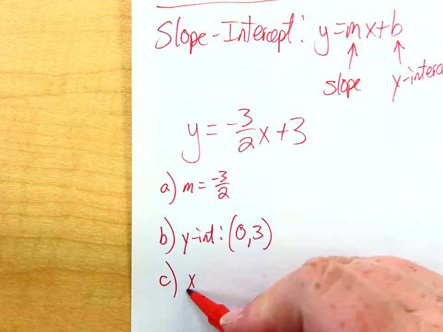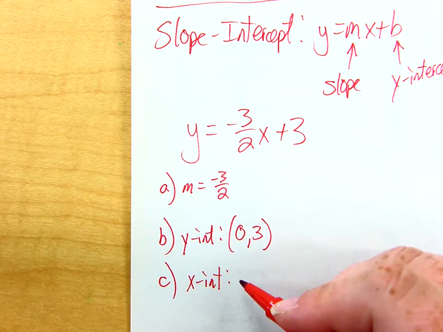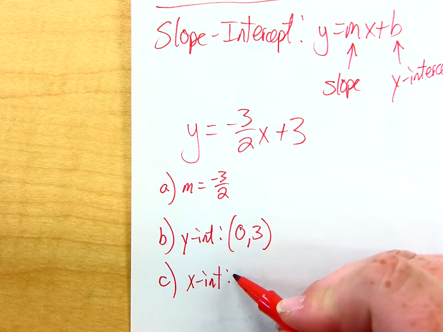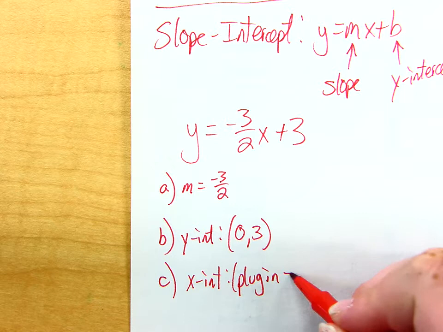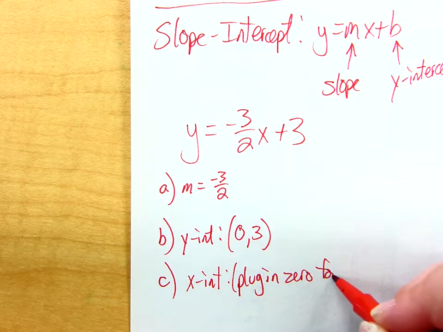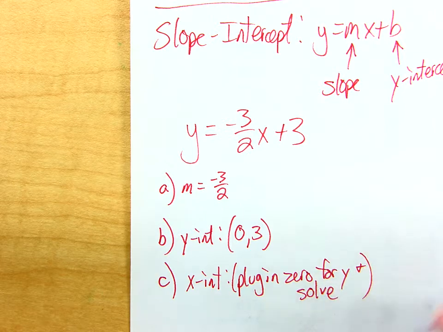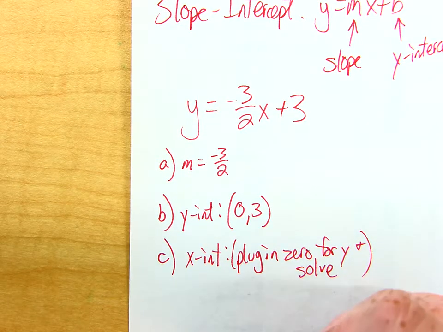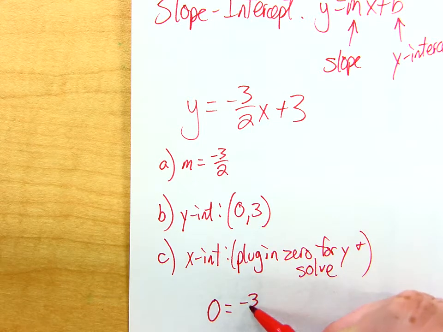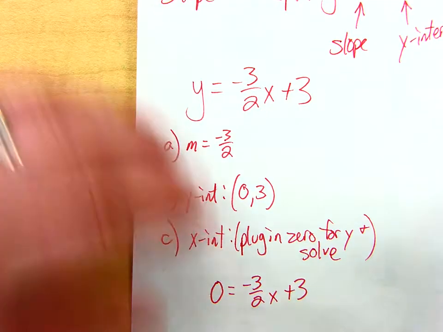Then the next thing I asked you to find was the x-intercept. This takes a little bit of work. How do you find the x-intercept? Right, you're going to plug in 0 for y and solve. So that's how you do it. We just have to do it. So let's see, we plug in 0 for y. And now I just have to solve for x.